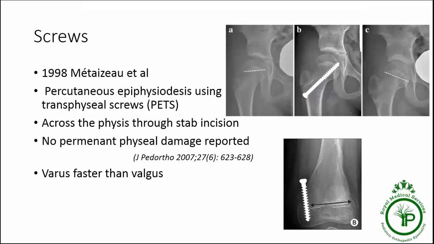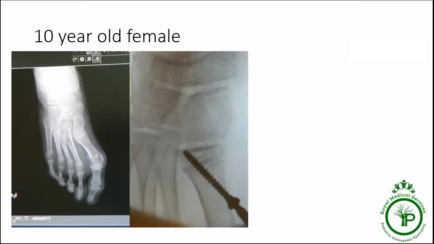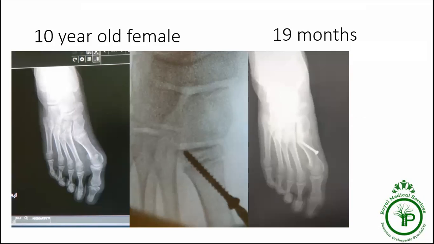Regarding the Metaizeau screws, it crosses the physis. Varus correction was found to be faster than valgus correction. One example, a 10-year-old female child presented with hallux valgus. A screw was inserted, as you see, to capture the lateral aspect of the base. And 19 months after that, we have got correction of the hallux valgus clinically and radiologically, and then the screw was removed.